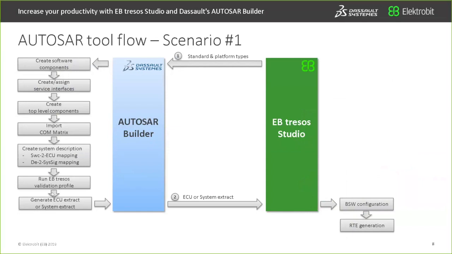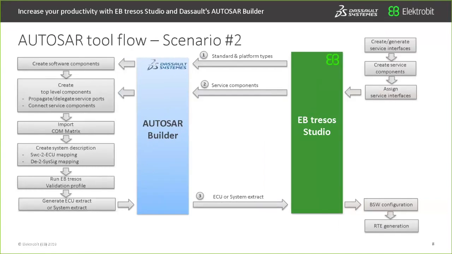So before you generate the ECU extract or system extract, you will run the EB tresos validation profile. This is a dedicated group of rules which check whether everything is there that is needed by EB tresos Studio. So when the run was successful, you can generate the ECU and system extract and hand it over to EB tresos Studio for the basic software configuration.